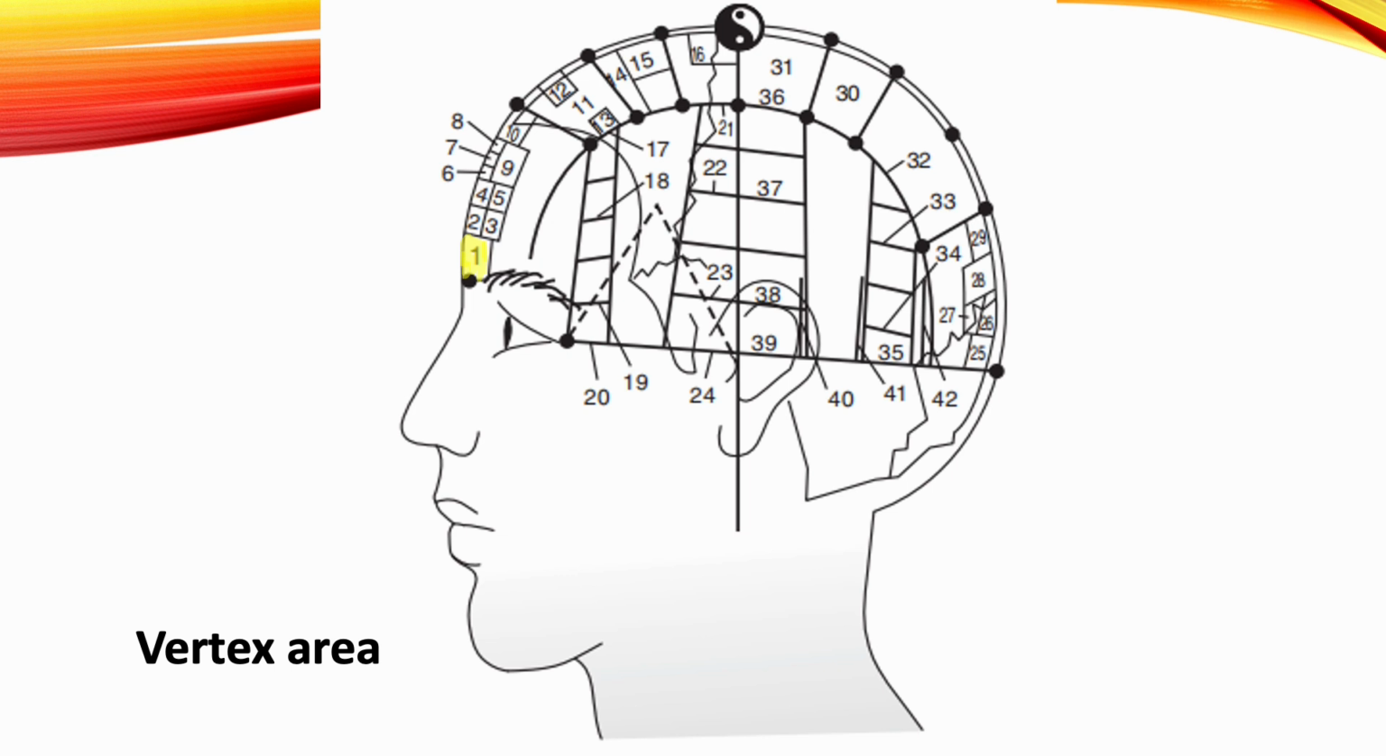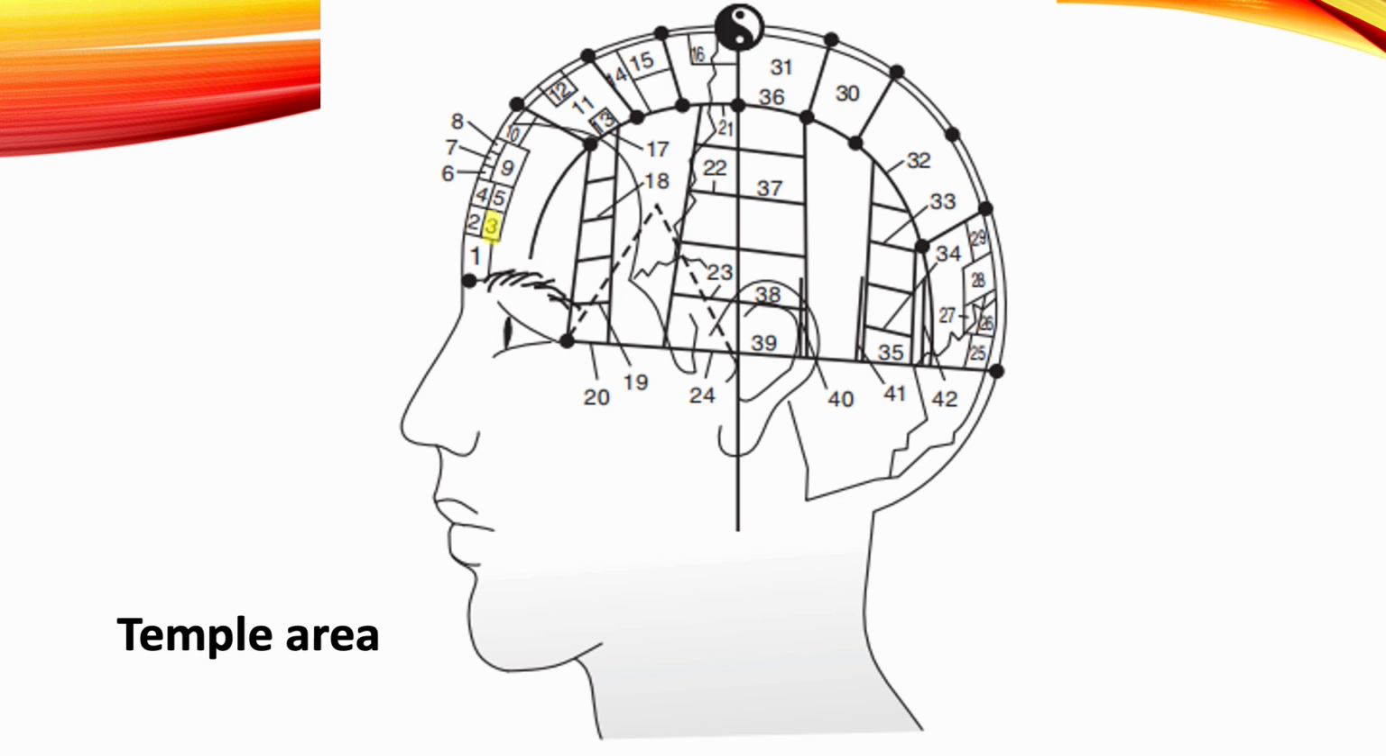Vertex area number 1. At the 5th portion, 1/3 diametral orbit from the anterior-posterior midline. Frontal area number 2. At the 4th portion, 1/4 diametral orbit from the anterior-posterior midline.